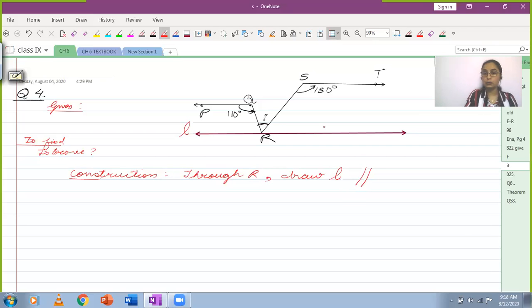Which is parallel to. Now this is parallel to either PQ, you can write either PQ or you can write down ST. So let's write down this. And then we write our answer.